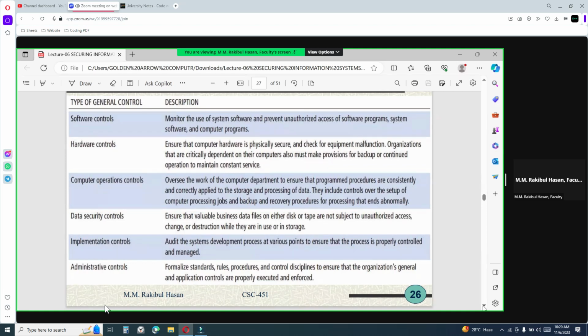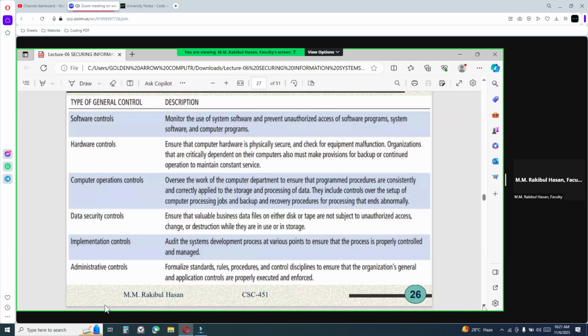That means some rules and regulation given by the organization. So standards, rules, procedure. These are basically set by the top level management of the organization, and other employees need to follow this instruction. So these are nothing but the administrative control. So is that clear to you? Different types of general control. Clear to you guys? Yes, sir.